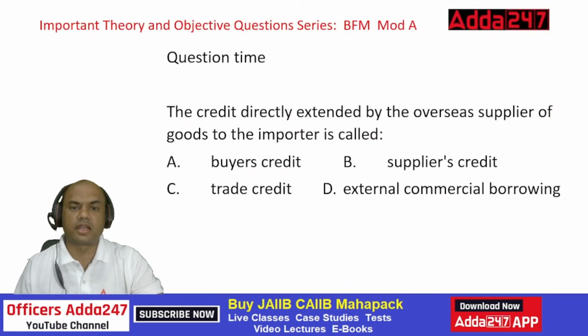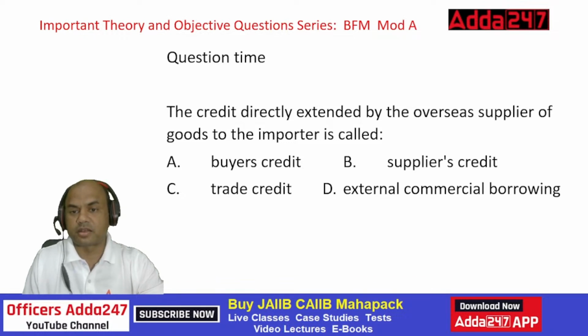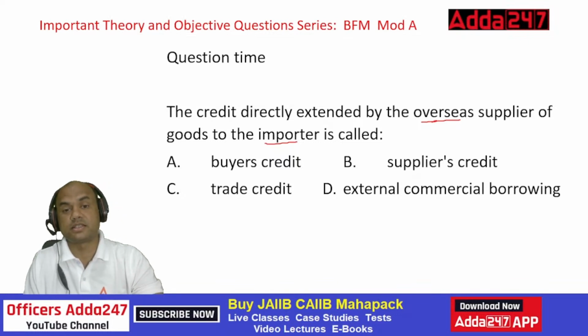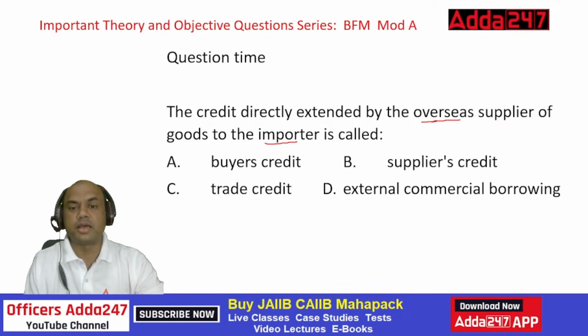The credit directly extended by the overseas supplier of goods to the importer is called as here. So what is that called as here? This I've already taken in one of my earlier sessions also. If you have attended that session, 2-3 days back I had taken some question like this. It is buyer's credit, supplier's credit, trade credit, and ECB, external commercial borrowing.